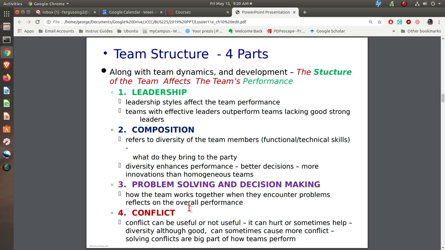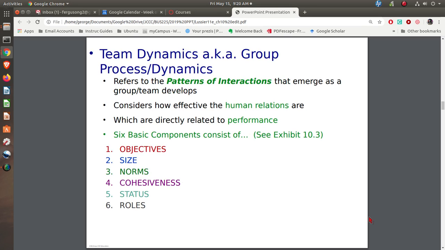Problem-solving and decision-making looks at the process and the approach that they take to try to solve problems. And then conflict is, how are they managing the conflict? Because you're always going to have some sort of conflict in an organization. How are they managing that?